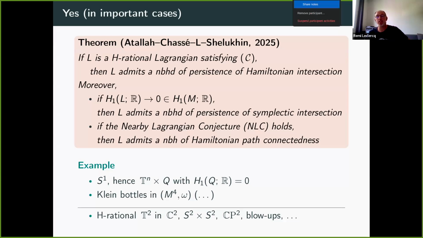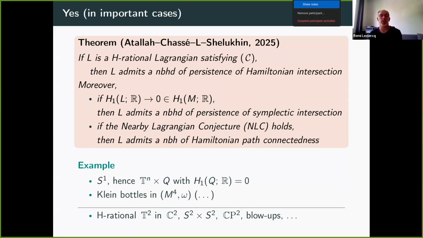And still, we have really nice examples. For example, you take any H rational two-dimensional torus in C2, S2 times S2, CP2 blowups, and then you know that it admits this type of Lagrangians, because we know that the nearby Lagrangian conjecture holds thanks to Dimitroglou Rizell, Goodman, and Ivrii. And the same if you replace T2 by S2, thanks to Richard Hind. And then also RP2. This was a result by Hind, Pinsonnault, and Wu, with a new proof by Adaloglou. Okay. So how do we prove this?